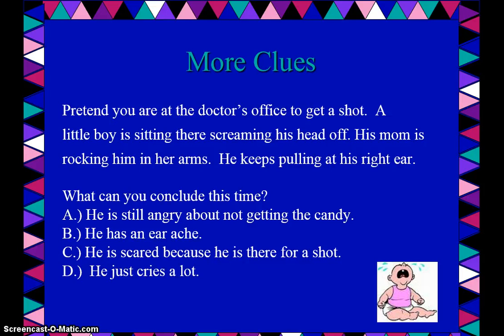More clues. Pretend you are at the doctor's office to get a shot. A little boy is sitting there screaming his head off. His mom is rocking him in her arms. He keeps pulling at his right ear. So what can you conclude this time? Would it be A, he is still angry about not getting the candy? B, he has an earache? C, he is scared because he is there for a shot? Or D, he just cries a lot? Go ahead and choose one of those.